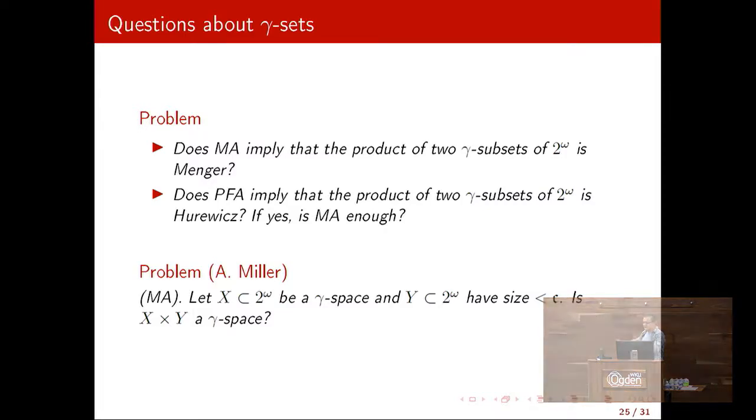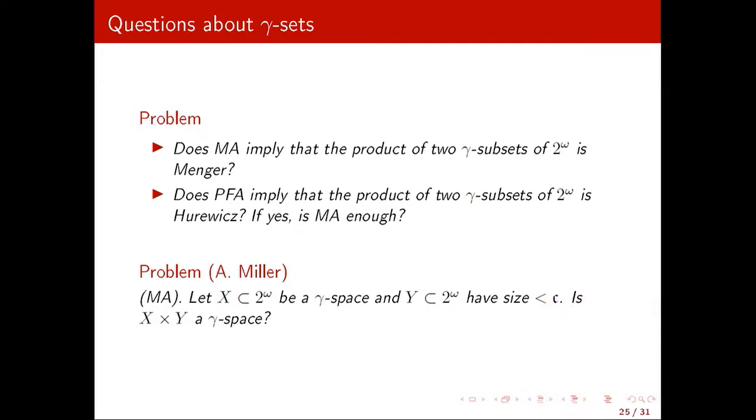Because in all other covering properties that you have, they are preserved by products with spaces of size less than P. P is the pseudo-intersection number, like the smallest of these cardinal characteristics people consider. So here you have MA, P is continuum, you've got some small set. Actually, this is open even for Y of size omega 1. This is not known.